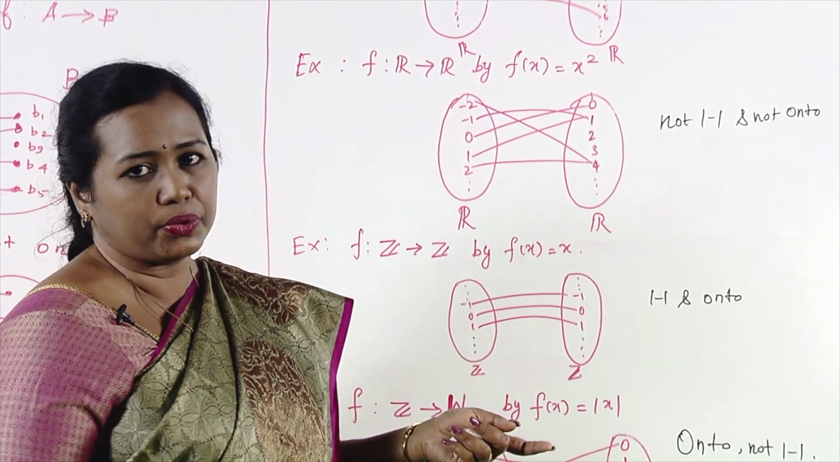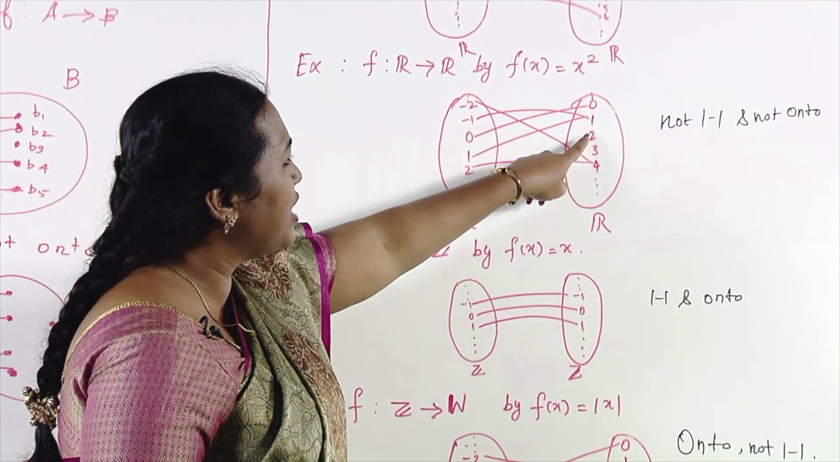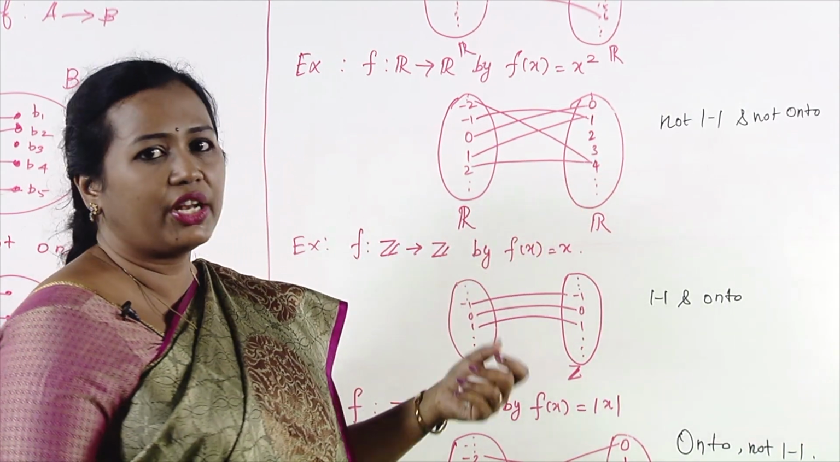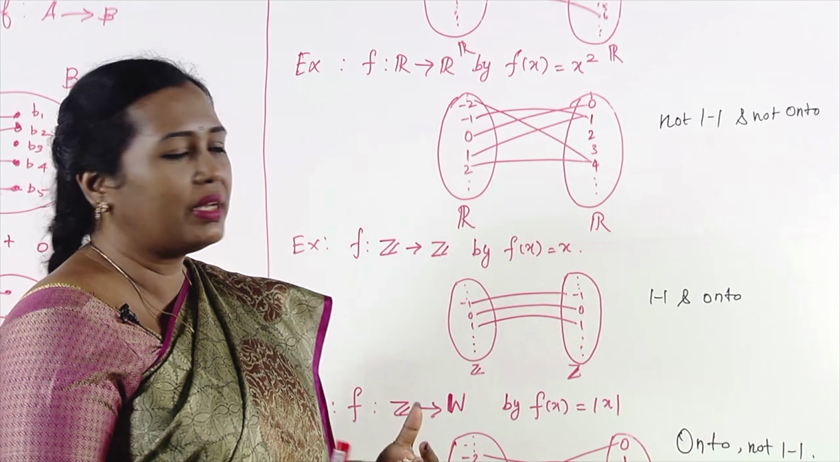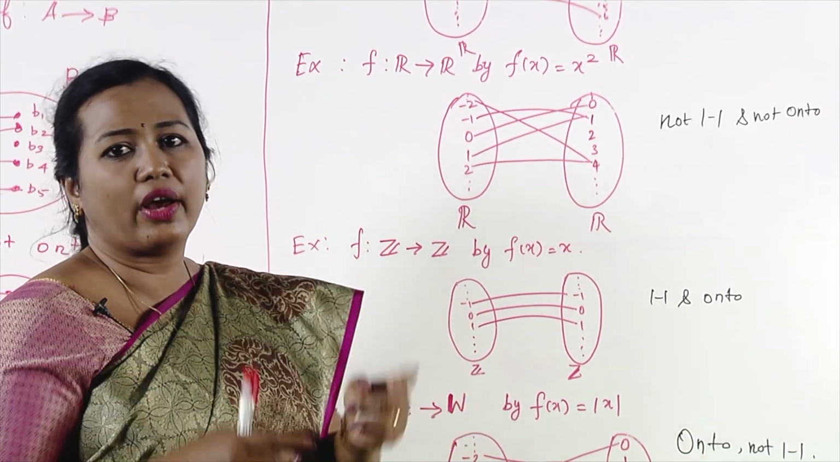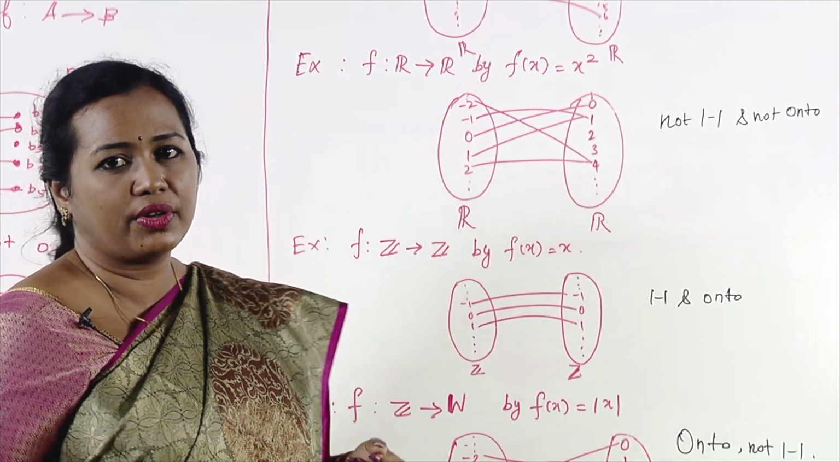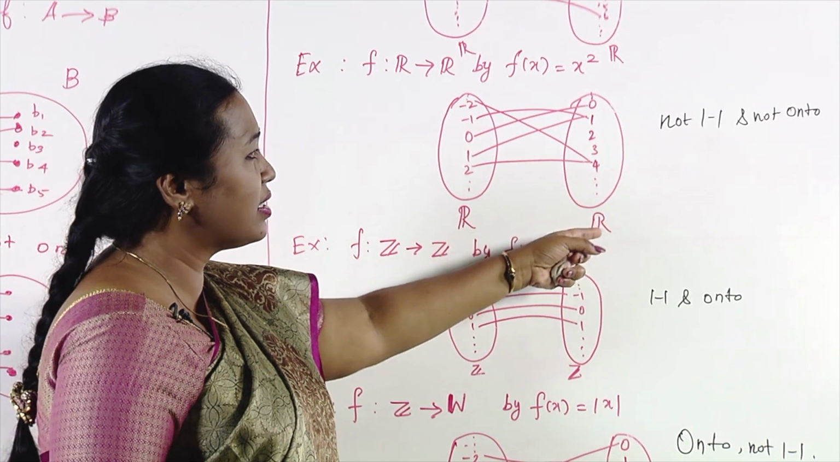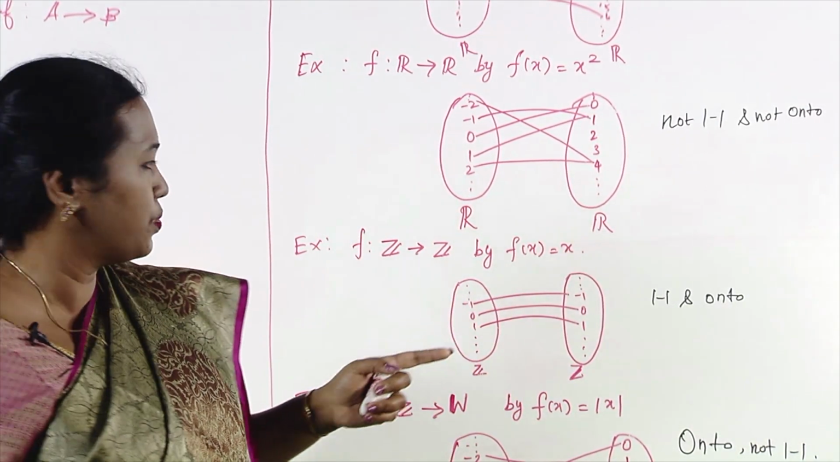But is it onto? Could there be onto-ness in this? But no, because can you see 2 here, 3 here? They don't have any pre-image. So there is no element whose square will give you 2 or whose square will give you 3. Hence 2 and 3 are standing alone without any pre-image, which means that this is an example of a function which is neither 1-1 nor onto.